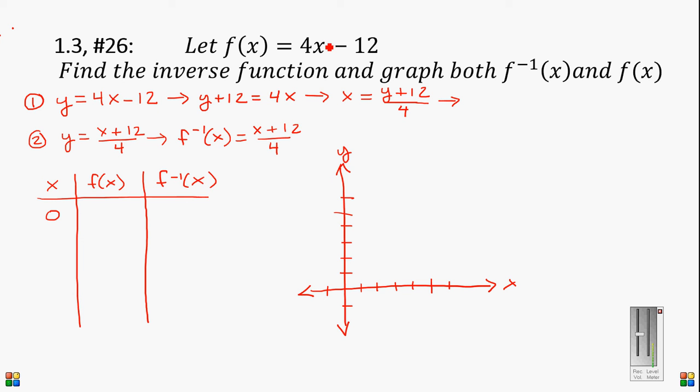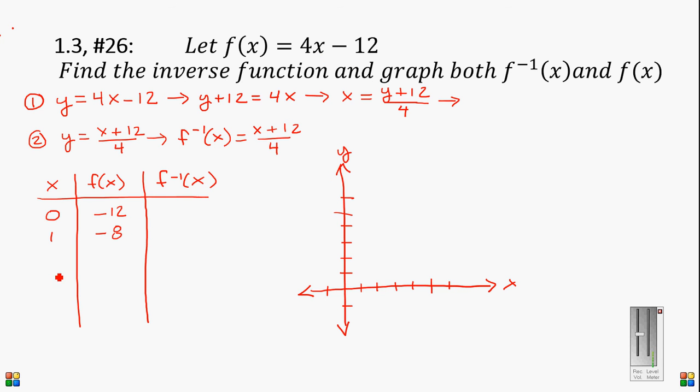So f of x would be 0 times 4. 0 times 4 is 0. Minus 12 would be minus 12. All right, f of x would be minus 12. I don't know if that works out real good. I'll try 1. 1 times 4 is 4. So that's okay. 1 times 4 is 4. Minus 12 is minus 8.